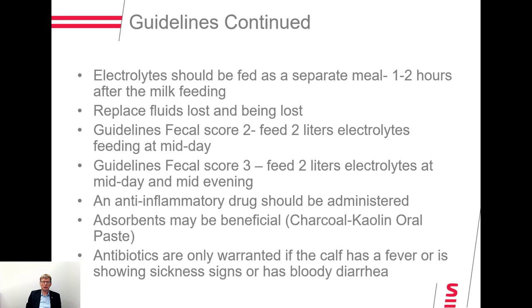Consider the benefits of adsorbents and the antibiotics, again, only warranted if the calf has a fever or is showing sickness signs or has bloody diarrhea.